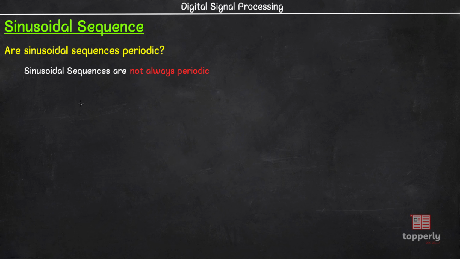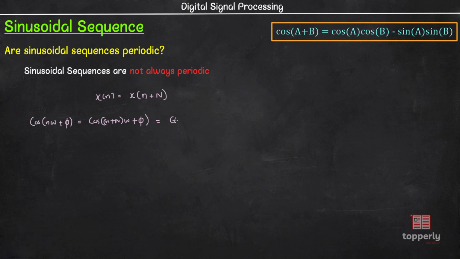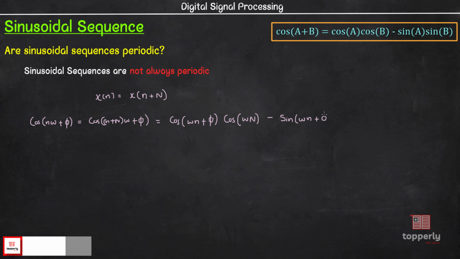We learned in a previous lecture that a sequence is periodic if x of n is equal to x of n plus capital N, where capital N is a positive integer. So, our sinusoidal sequence cos(omega n + phi) is periodic only if it is equal to cos(omega (n + N) + phi). Now, using trigonometric identity, this term is equal to cos(omega n + phi) cos(omega N) minus sin(omega n + phi) sin(omega N).